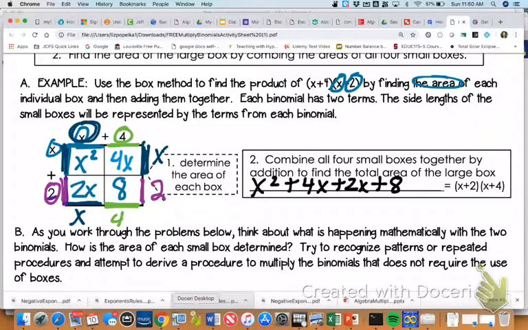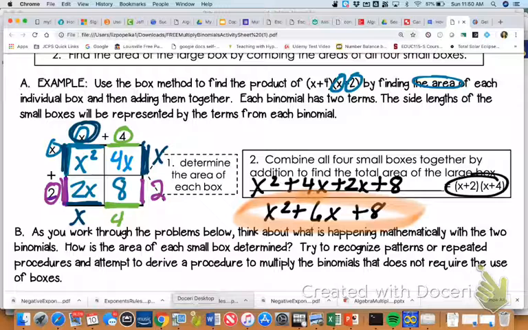We've got a few like terms, or two that we can combine. So that 4x plus the 2x will give us 6x. And just bring everything else down. So we have just multiplied x plus 2 and x plus 4 by breaking it up into 4 separate multiplication problems and then combining our like terms.